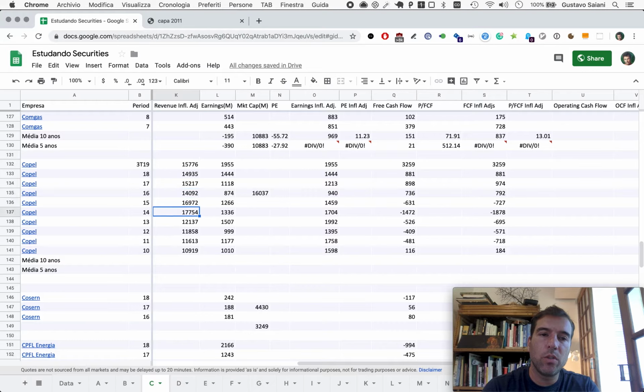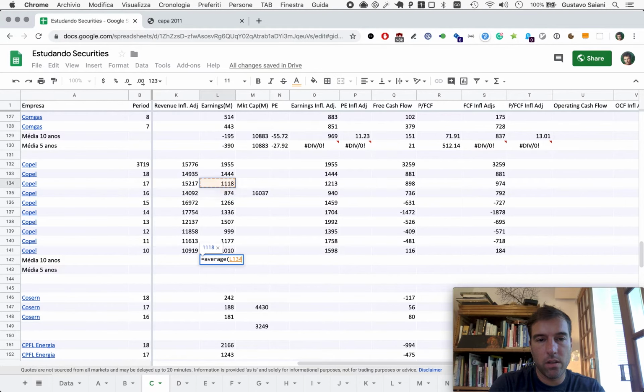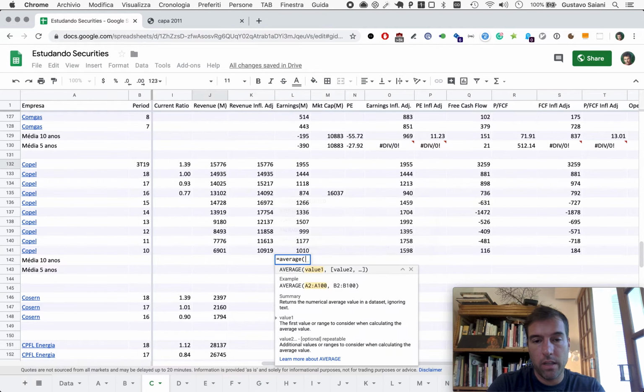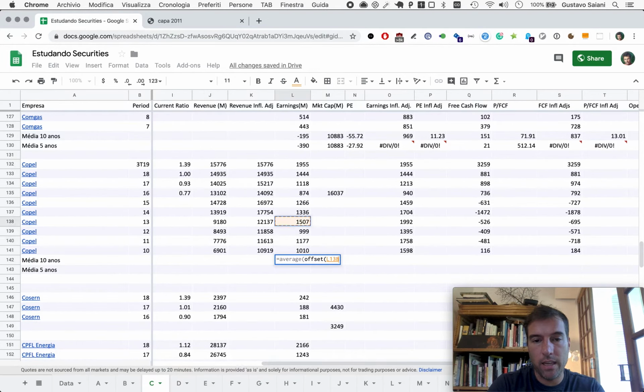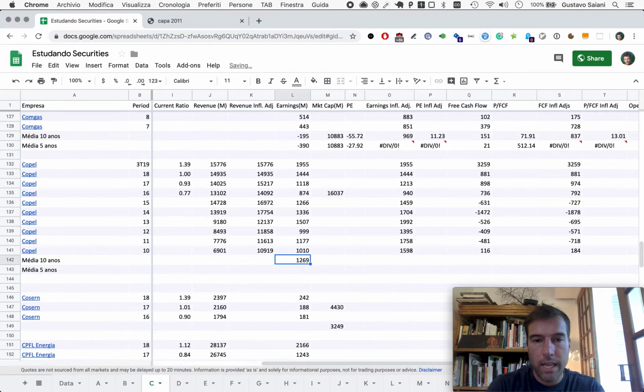And we want to make a comparison between the price for sure and the averages here. So one second. So this will be average. Sorry. Let me try again. Average. And I will do an offset, which will just take these numbers, take 10 rows and one column. And this is our average, just as much as this is our average earnings here.